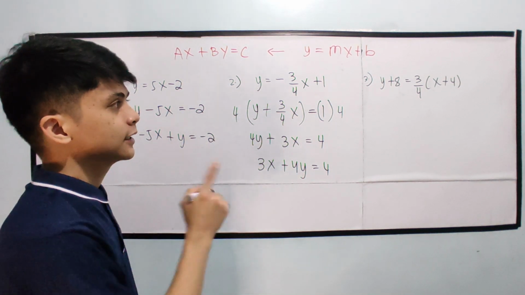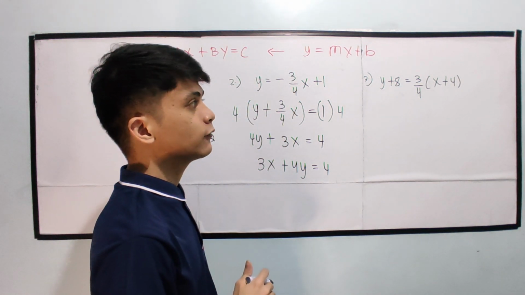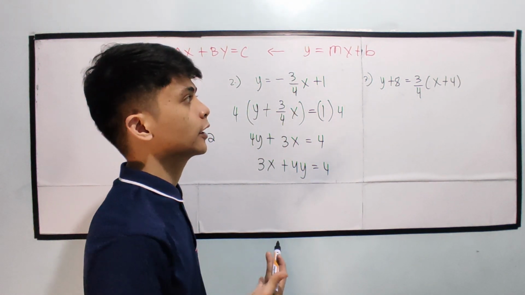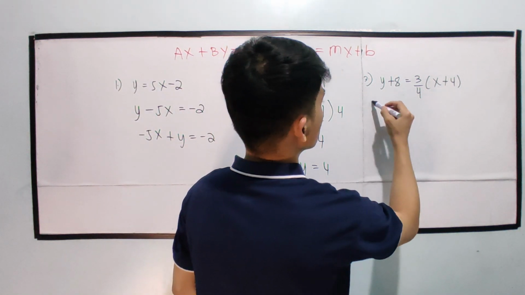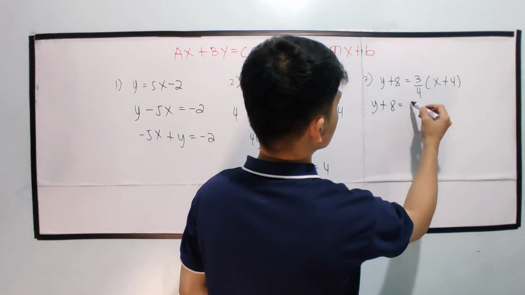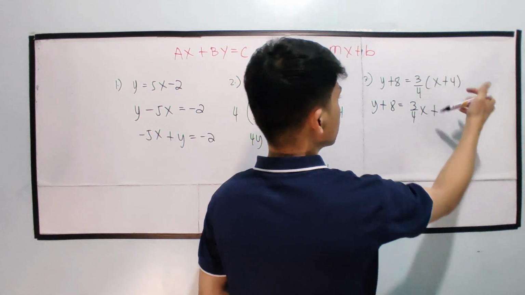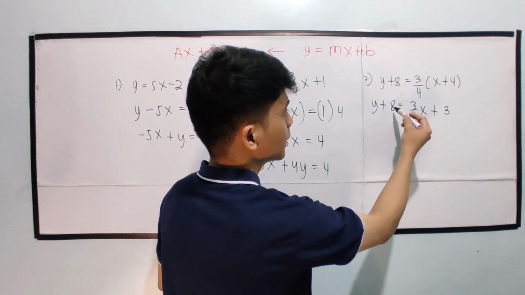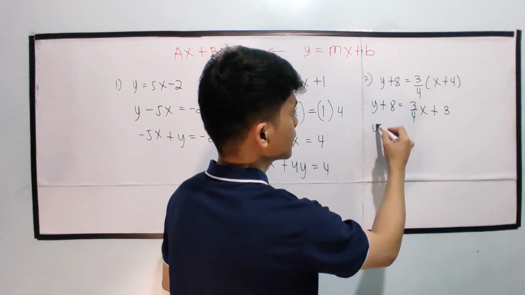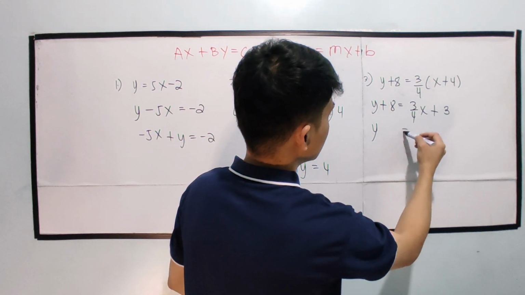Okay? Then, for the last example, y plus 8 is equal to 3/4 times the quantity x plus 4. So, first, simplify muna natin to. So, y plus 8 is equal to 3/4 x plus 3/4 times 4, 3 na lang. Okay. And then, lipat natin tong constant sa kabila kasi yung constant natin dapat nasa right sila. So, lipat natin, magiging negative siya.